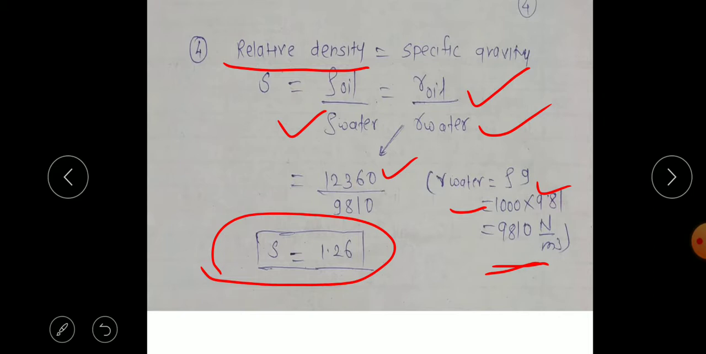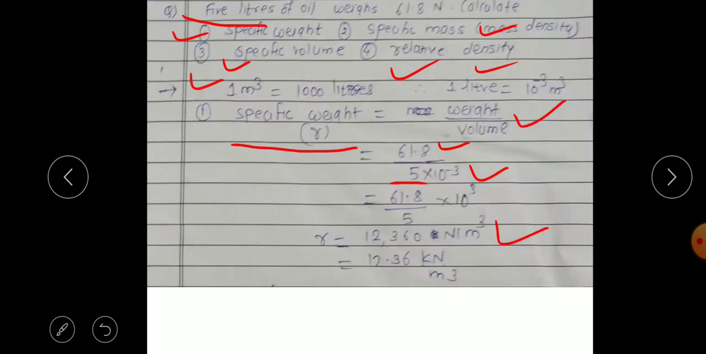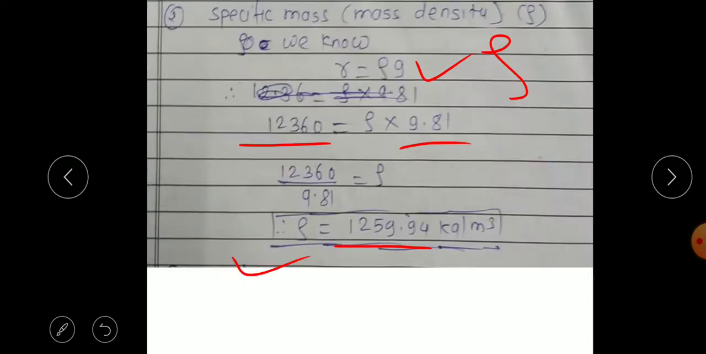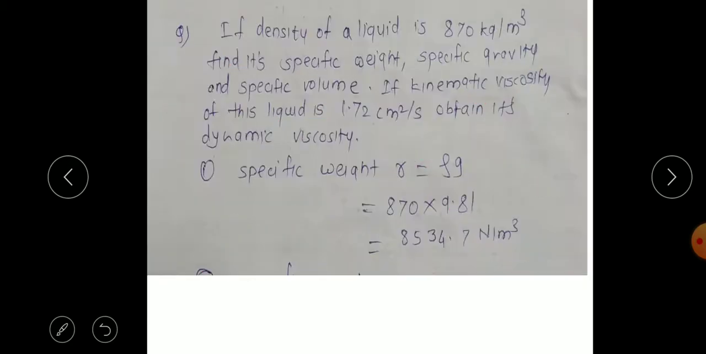So like this we can solve the numerical. We are given 5 liters of oil and its weight, and from that we can calculate different properties. Next we take the second numerical.